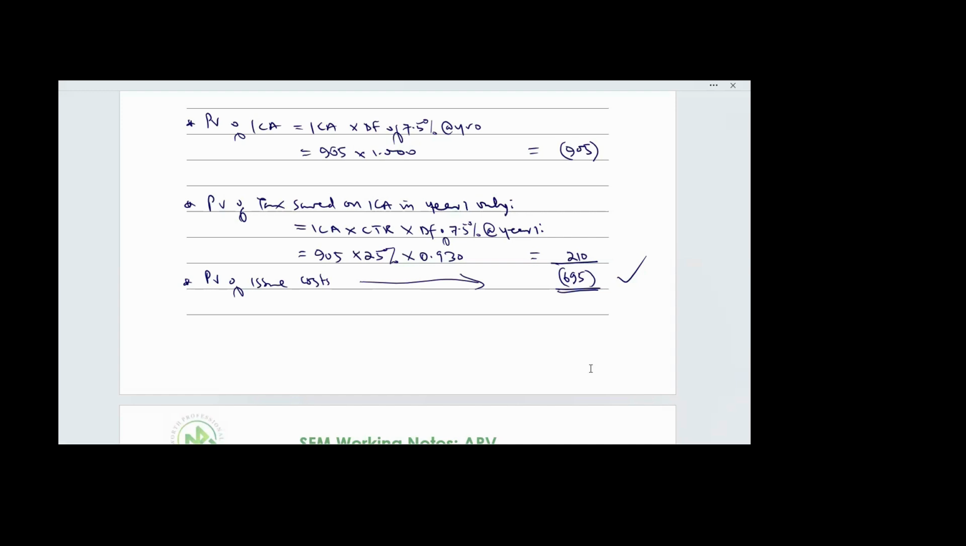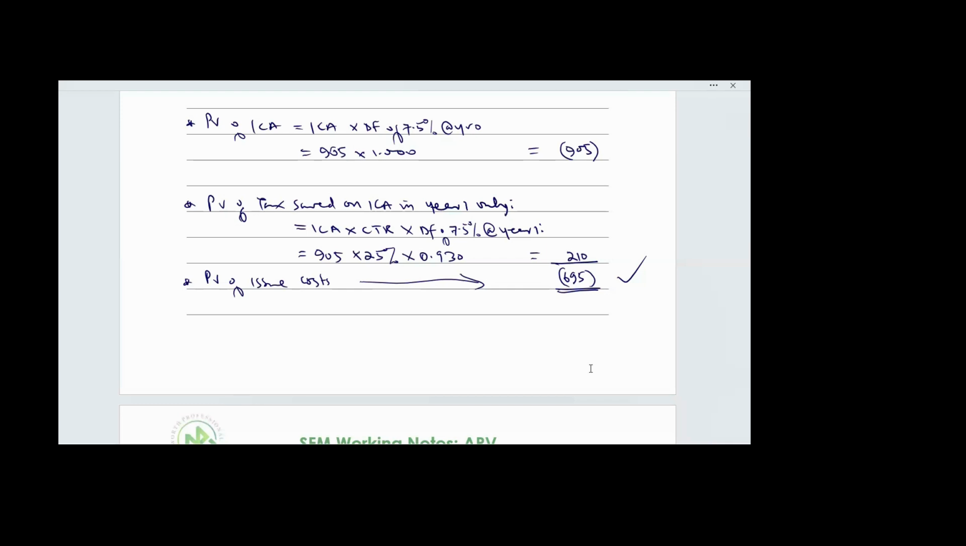So when you now want to calculate the PV of your issue cost, you are supposed to determine the PV of issue cost in year 0, because issue costs will arise at the beginning of the period that the company is raising the finance. So that's your year 0.